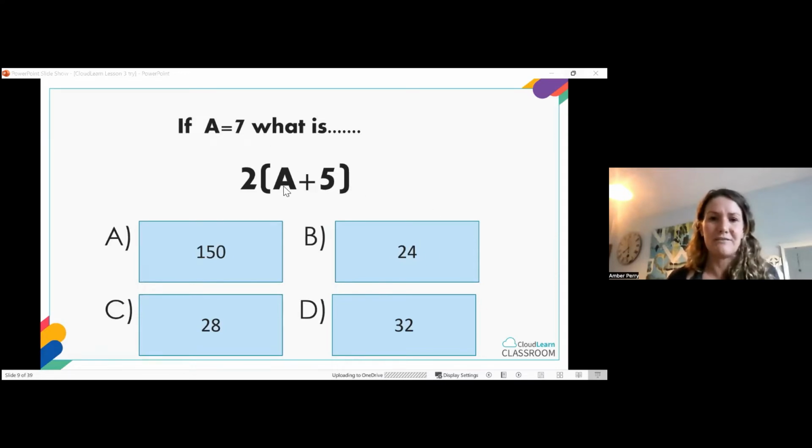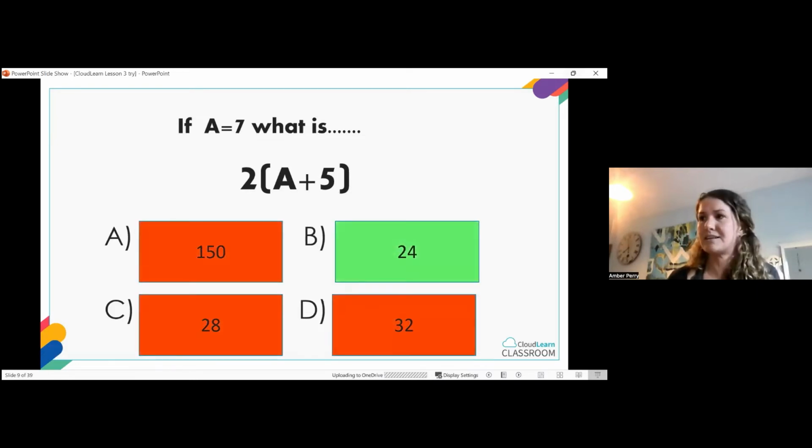7 plus 5 is 12. We do the inside of the bracket first. Then we multiply it all by 2. So 7 plus 5 is 12, times by 2 is 24. So the correct answer was B. Okay. Again, almost full marks there. We're going to do it one more time, see if we can go for 100%.